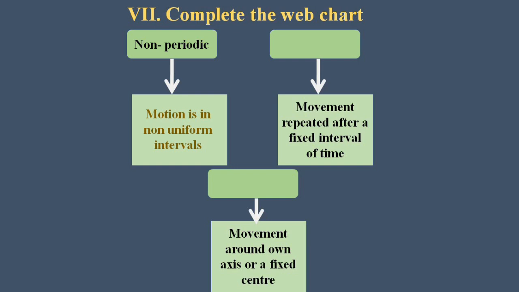Third one, they gave movement repeated after a fixed interval of time. What is a movement repeated after a fixed interval of time? We already discussed. It is an oscillatory motion. Okay, next, movement around its own axis or a fixed center is what? It's a rotatory motion. Okay, these also we discussed in the previous video. If you didn't watch it, please watch it. The link is in the description.